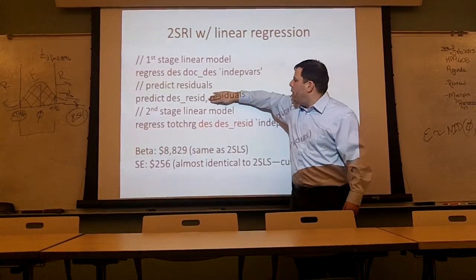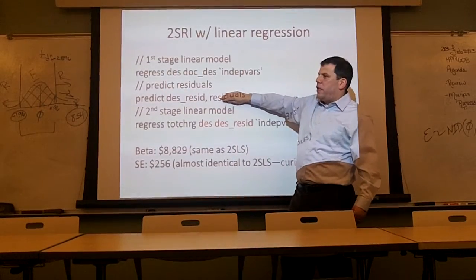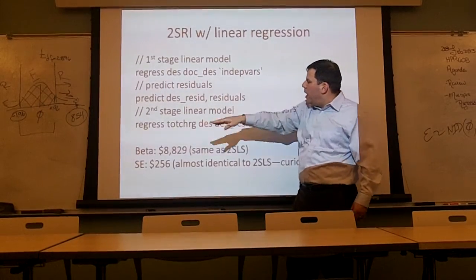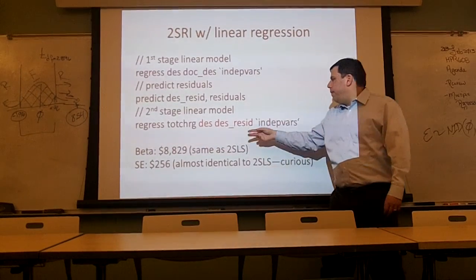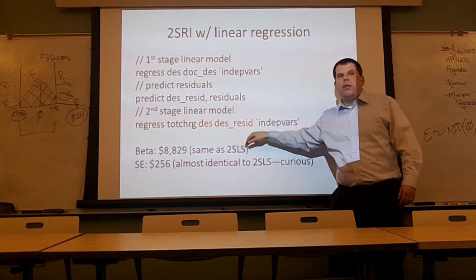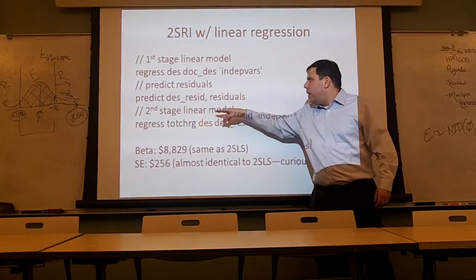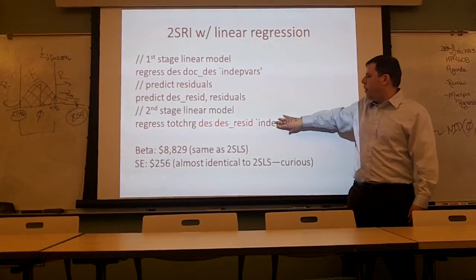If you don't tell Stata what you want, it'll give you the prediction of the outcome, which is not the residual, so you have to make sure you ask for the residuals. And then in the second stage, you say regress total charge, and then we're leaving in the treatment variable, and we're including the residual from the first stage, which we call DES resid right here, and still controlling for everything.